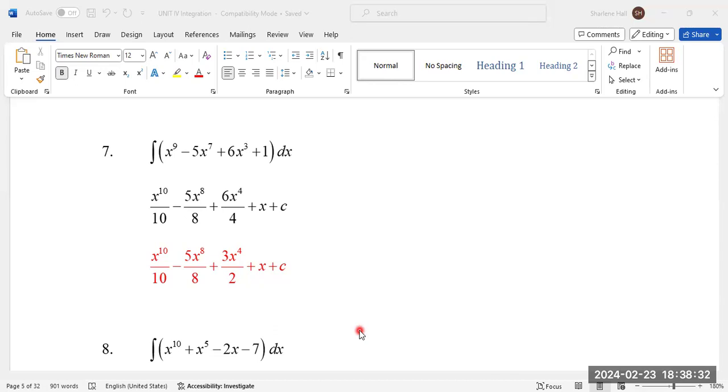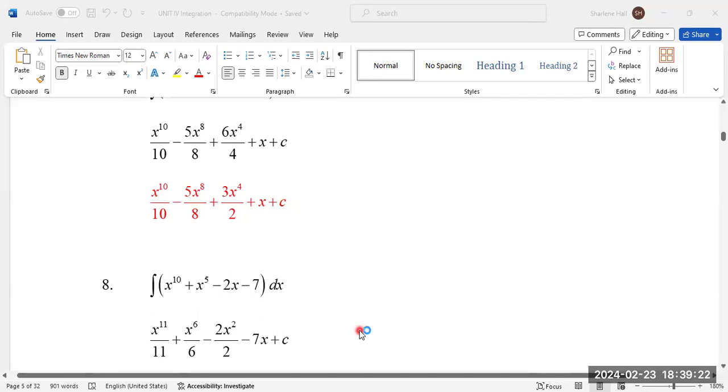Mario, finished? All right, sir. I got x raised to the power of 11 over 11 plus x raised to the power of 6 over 6 minus 2x squared over 2 minus 7x plus 2. That's what you got? Yes, sir.